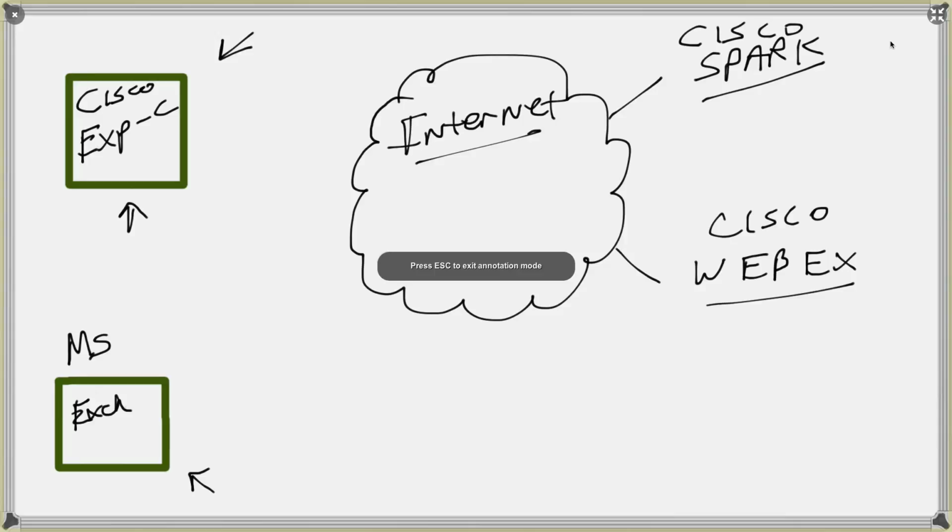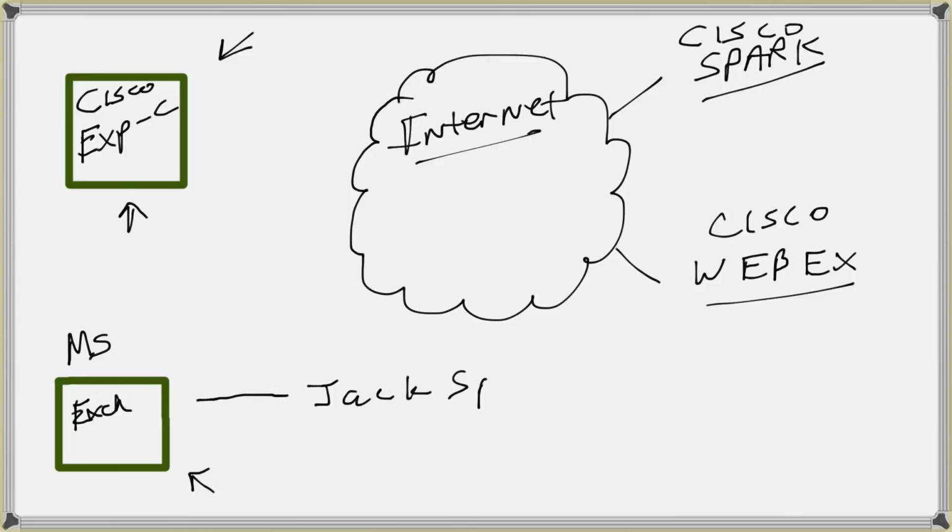So just real quick, let's take a look at this drawing here, and remember that we have Jack Sparrow, who has an inbox in Exchange, and he also has a calendar. This same user exists inside Spark as well, Spark Cloud. I'm going to just put JS there, and then this same user also has a WebEx account. Jack Sparrow has a WebEx account too. So he exists in all three places.